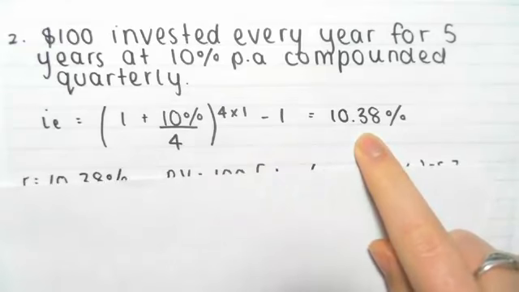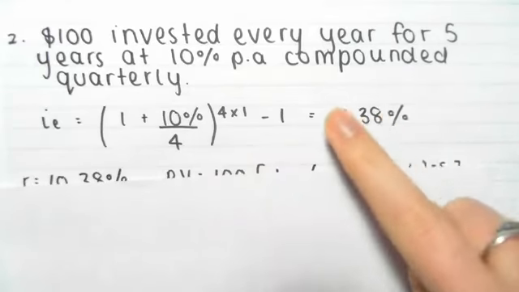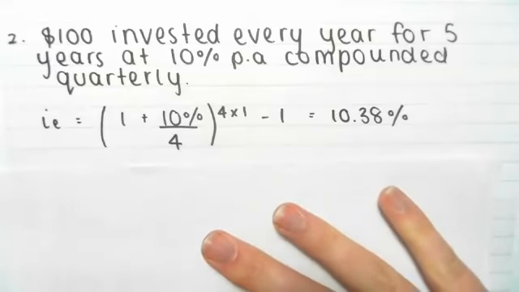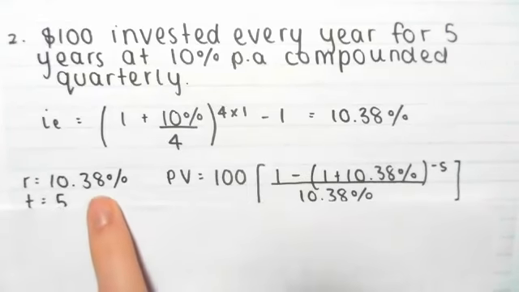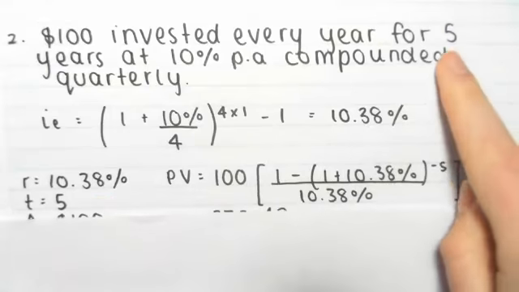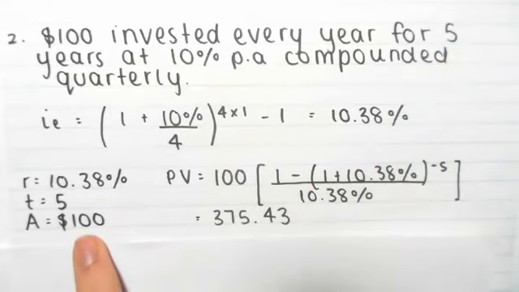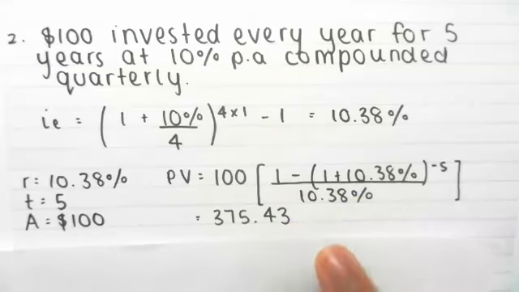Now, what we need to note is that this is ready to go straight into the formula. So we've got 10.38%, 5 years, A equals 100, put it in, and we've got our answer.